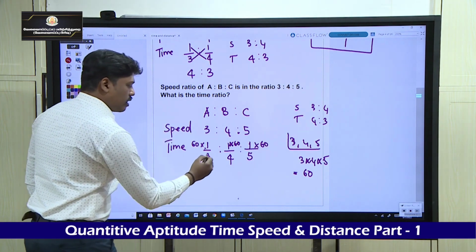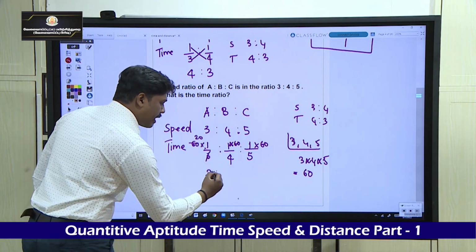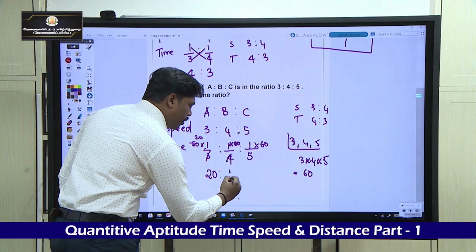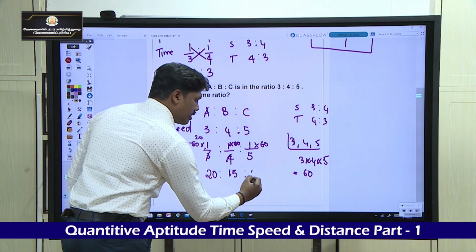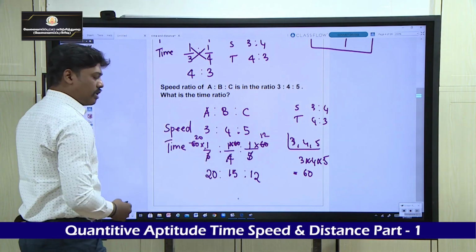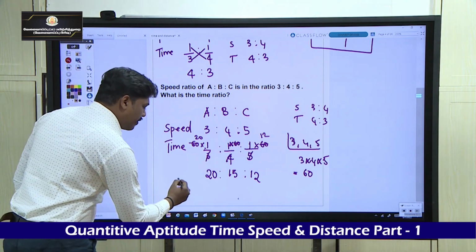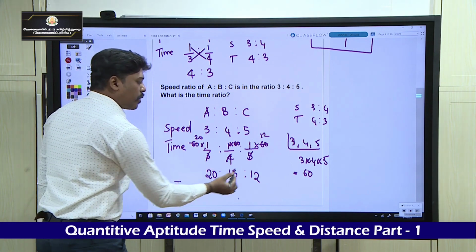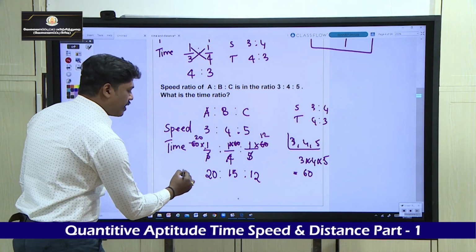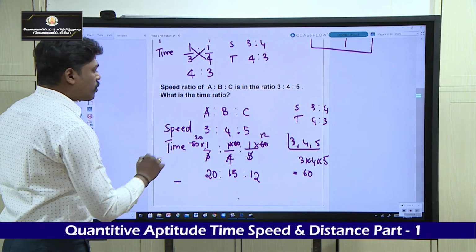Then what happens? 3 ones are 3, 20 times, so the time ratio for A is 20. For B, 4 ones are 4, 15 times, so it is 15. For C, 5 twelves are 60, so it is 12. Now can we cancel? No. Why? Because when cancelling we have to divide by a common factor, and 12, 15 and 20 are not divisible by one common factor. So the time ratio here is 20:15:12.